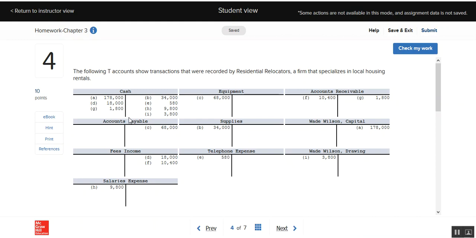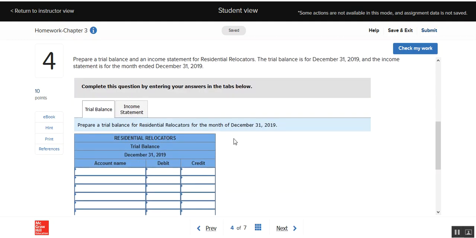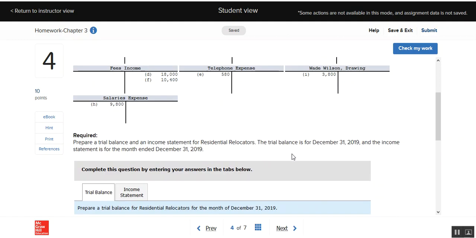So in cash, which has the most transactions in it, we have a debit of $178,000, one of $18,000, and one of $1,800. And then we have credits of $34,580, $9,800, and $3,800. So the first thing you need to do in this problem is to find the balance of each of the T accounts, because we're going to have to put those down here in the trial balance. So when you do the trial balance, you're going to put each of the accounts and then the balance in the T account. So let's start with cash.